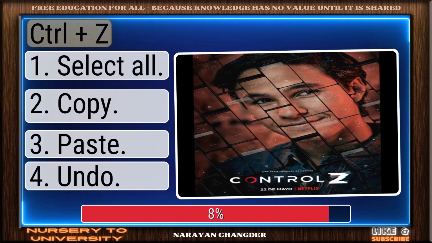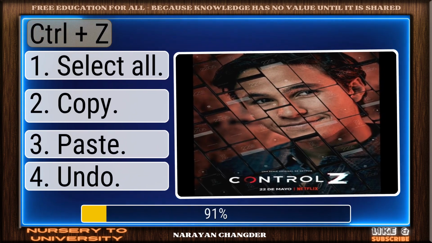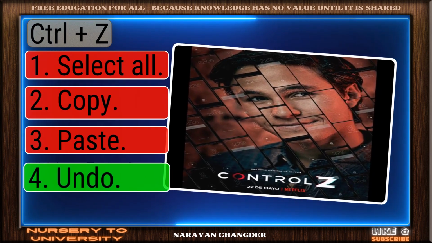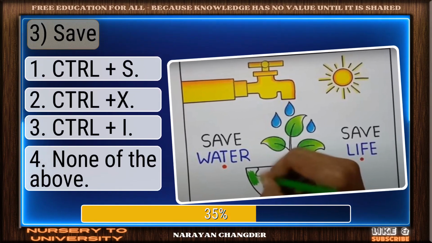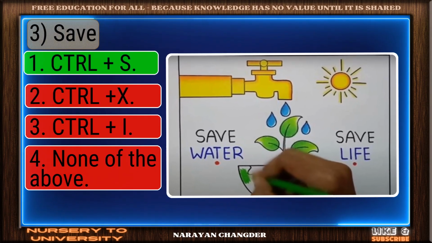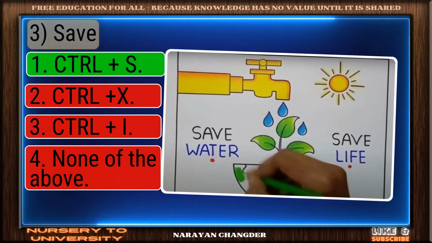Ctrl plus Z. Good thinking. Undo is the right answer. 3. Correct. Ctrl plus S is the right answer.